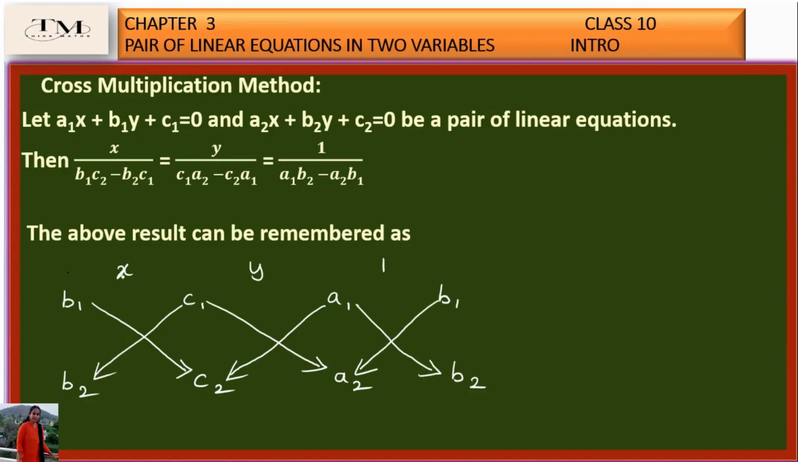So, x divided by b1c2 minus c1b2, which is equal to y divided by c1a2 minus c2a1, which is equal to 1 divided by a1b2 minus a2b1. Using this cross multiplication, we can find out the results of x and y. Okay, so let us get into the example.